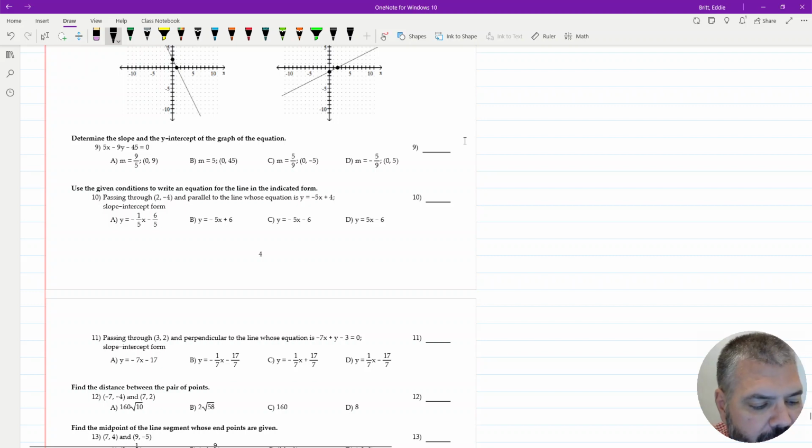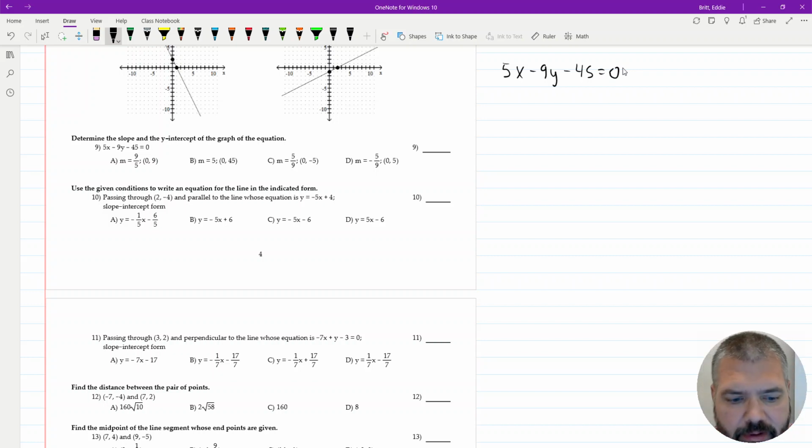All right, number 9, find the slope and y-intercept of the graph of the equation. The easiest way to find the slope and y-intercept is to make the equation y equals. So let's do that. I have 5x minus 9y minus 45 equals 0. So I want to make this y equals. I'm going to move the 5x over by subtracting 5x from both sides, and I'm going to move the negative 45 over by adding 45 to both sides.